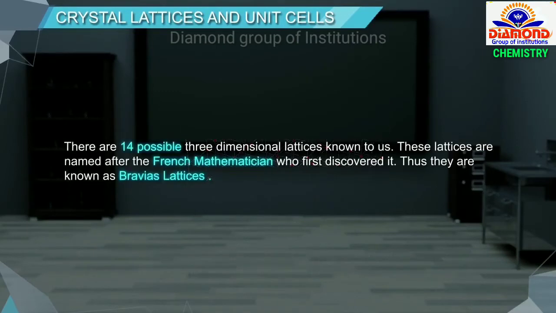There are 14 possible three-dimensional lattices known to us. These lattices are named after the French mathematician who first discovered them. Thus, they are known as Bravais lattices. Now we know what a crystal lattice is. Let us study some of its characteristics.